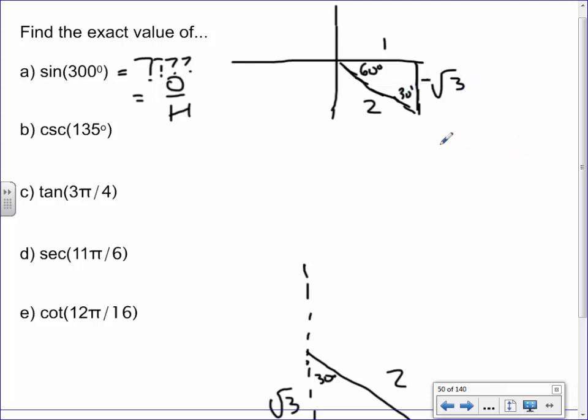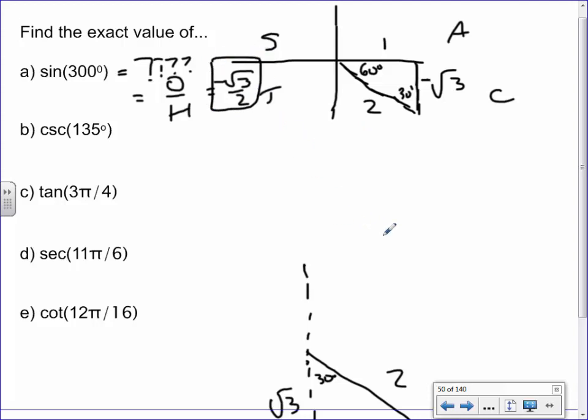Which makes sense. Because we learned, again, another random little tidbit I threw at you, according to the CAST rule, cosine is the only thing positive in this quadrant. But we were asked for sine. So when we find the relationship between the opposite and the hypotenuse, the answer should be negative root 3 over 2. Because the opposite is negative root 3, and the hypotenuse is 2. So this is our answer. That's a negative root 3 over 2.